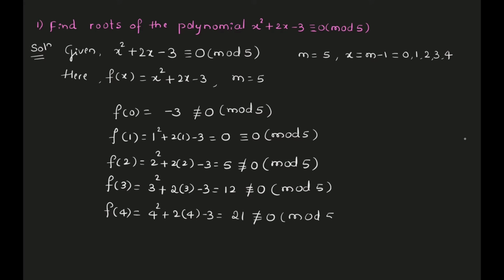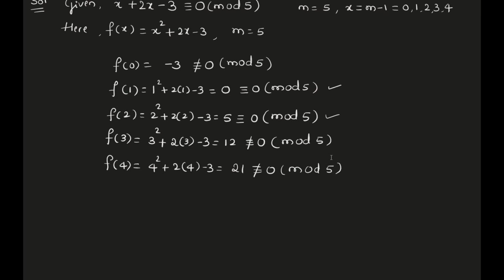Means what? When you observe all these values, for 1 it is 0, congruent to 0 mod 5, and for 2 it is 5, congruent to 0 mod 5. So it has a solution for 1 and 2. Okay. Now means what? You can write that for x equal to 1 and 2 are the roots of the given polynomial f of x mod 5. These are the roots. So it has a solution for x equal to 1 and 2.